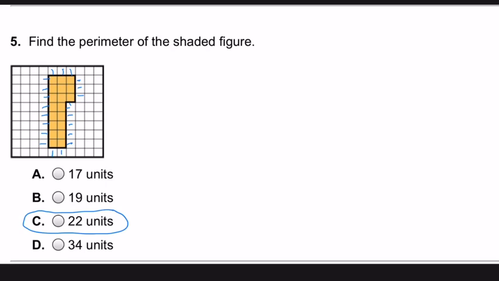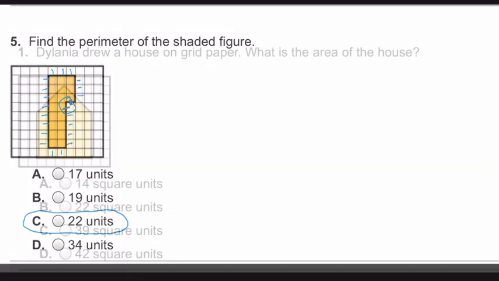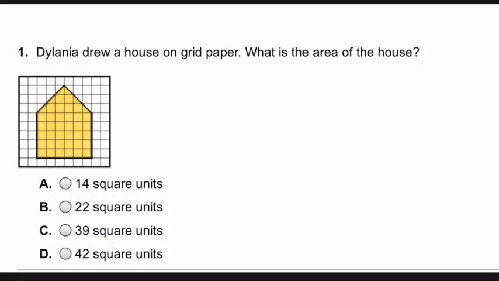Take a very deep look. What did I do here? I counted this square twice. Why? Because here it represents this one unit and here it represents the second unit. If I didn't count it twice, the perimeter will be 21, which is wrong because my figure has a perimeter of 22 units. Now let's find the area of this house.